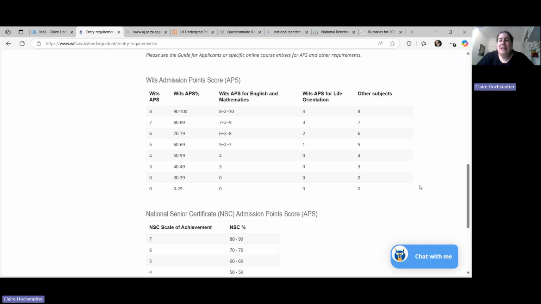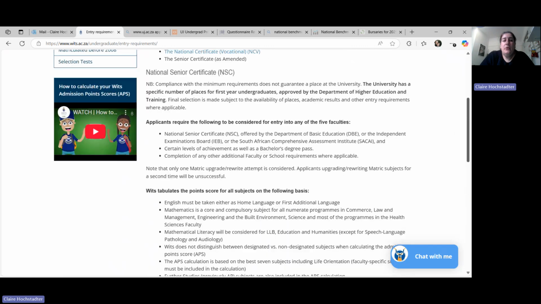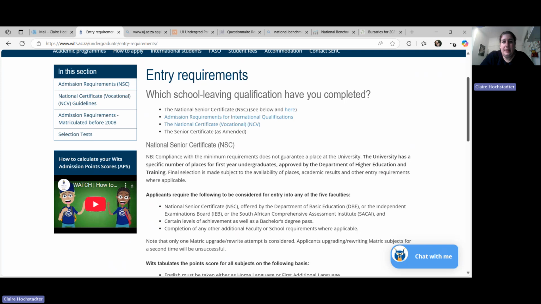Okay, so hopefully now you have your WITS points score. And you can see here that it is different to the standard NSC point system, primarily because of the added 2 points for English and math, the added point for 90 to 100, as well as the life orientation point. So once you have that total, you are now able to see what you can apply for.